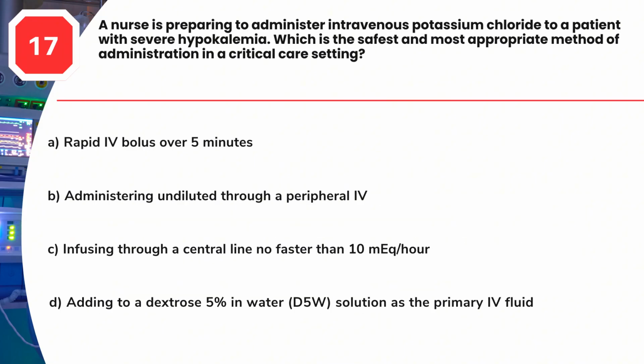Question 17. A nurse is preparing to administer intravenous potassium chloride to a patient with severe hypokalemia. Which is the safest and most appropriate method of administration in a critical care setting? A. Rapid IV bolus over 5 minutes. B. Administering undiluted through a peripheral IV. C. Infusing through a central line no faster than 10 milliequivalent/hour. D. Adding to a dextrose 5% in water, D5W, solution as the primary IV fluid.